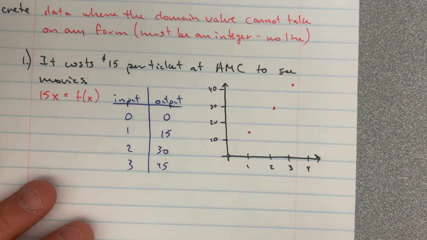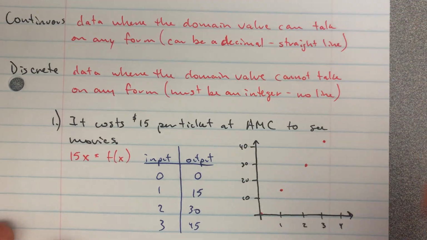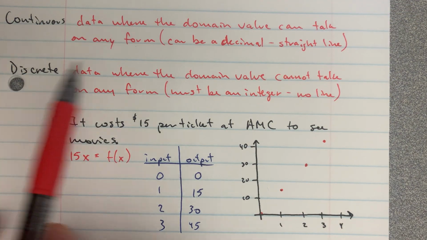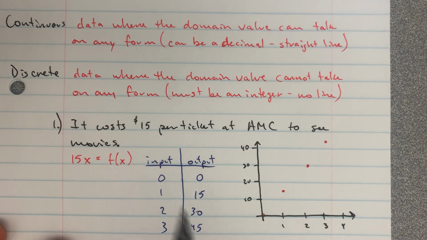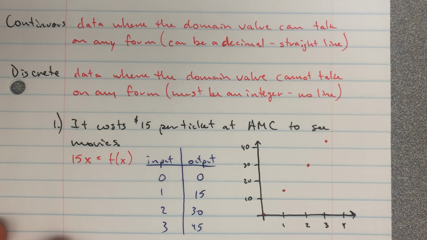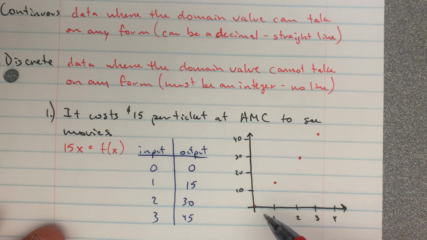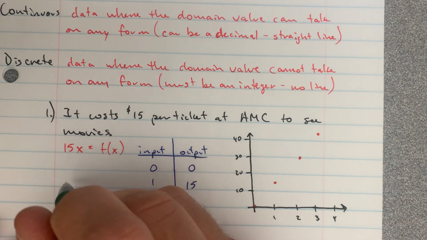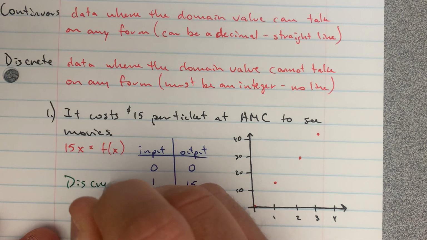Now, do we draw a line or not? Well, I have to look at my definitions. Continuous or discrete? Continuous can be a decimal. The input can be a decimal. The input is representing tickets. Can I get a decimal portion of tickets? Can I buy 1.5 tickets to the theater? No, you can't. This is discrete. It can only be an integer. So we don't put a line. We just have our dots. It is discrete.